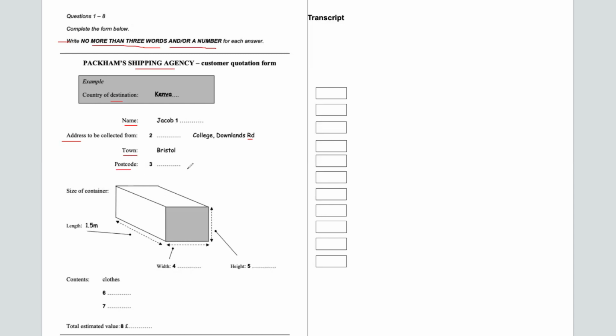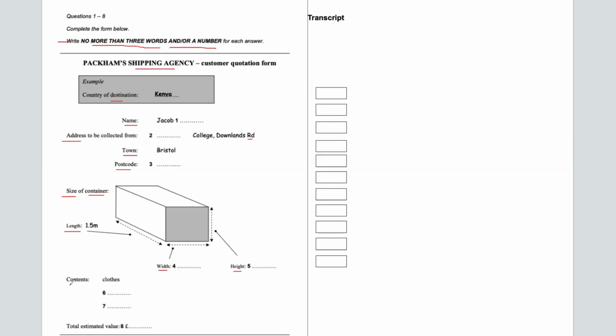Now, if you're familiar with postcodes, you should know that they could be either numbers or letters. So this is very important here. And now we have the size of container. So the keywords would be size and container. We see length quite simply as 1.5 meters, width and height. Now you might expect to hear something like how wide is it or how high is it? So be aware of these synonyms. However, you can expect that numbers will be here for 4 and 5, just like the length.